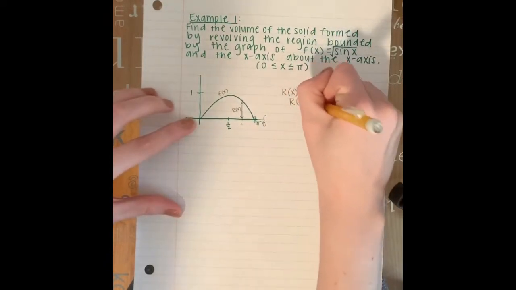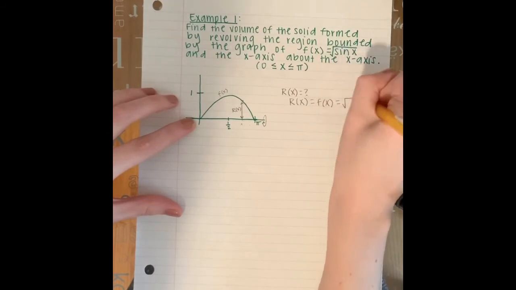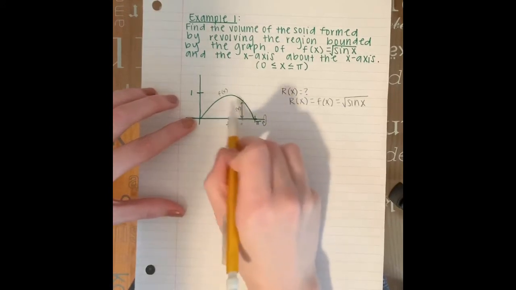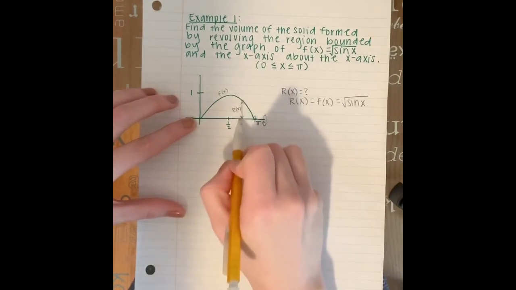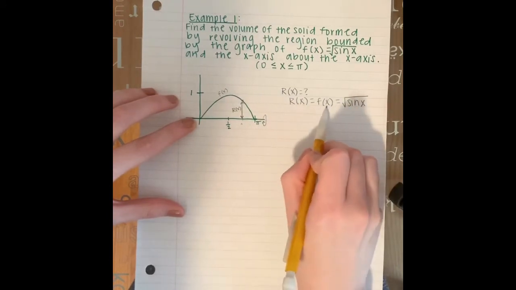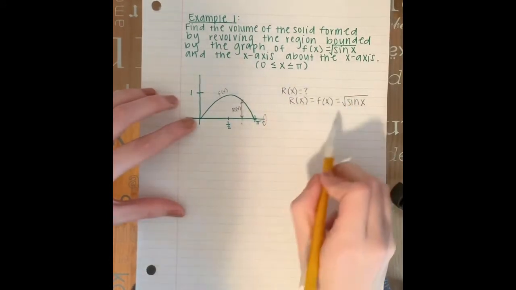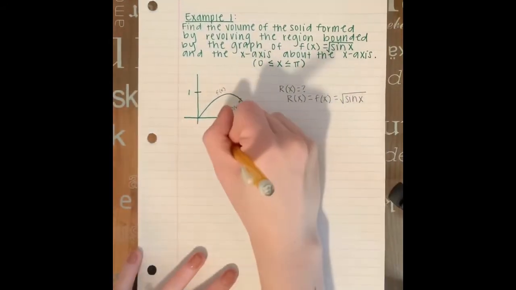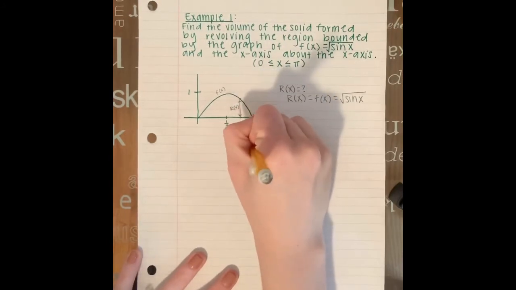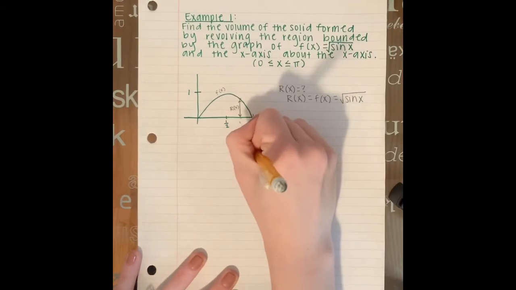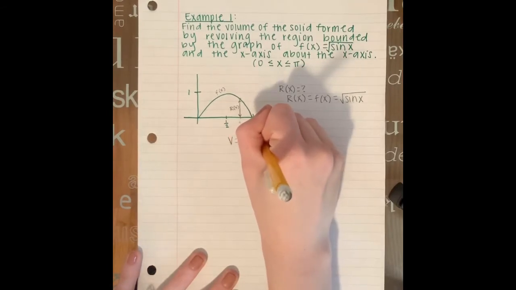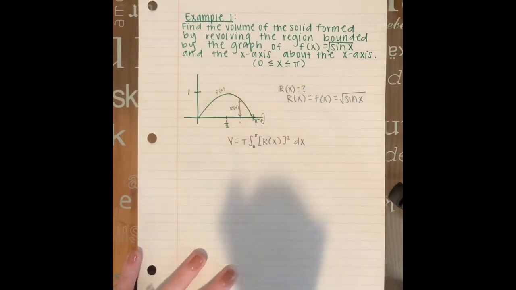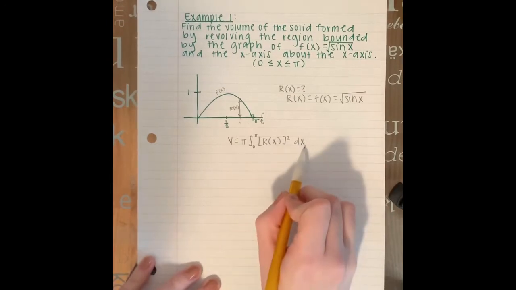R of x is going to equal f of x, which is going to equal square root of sine of x. That is my radius. My radius is going to be whatever height it's at for whatever x I plug in to my original function. So my radius is square root sine of x. Then I just use my formula. Volume equals pi integral, my two endpoints, 0 to pi, my radius squared dx, because it is rotated about the x-axis.